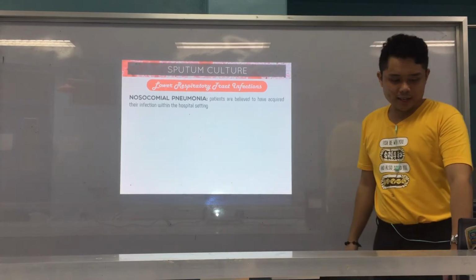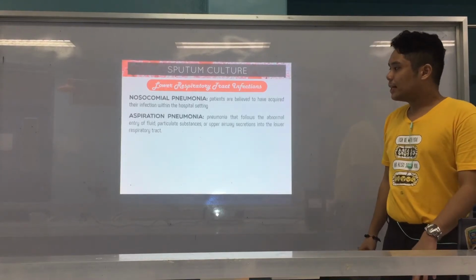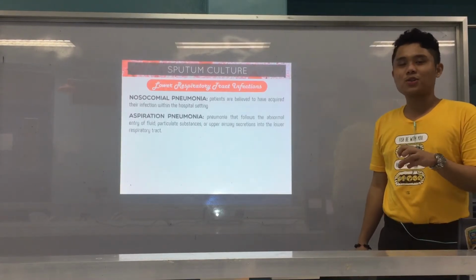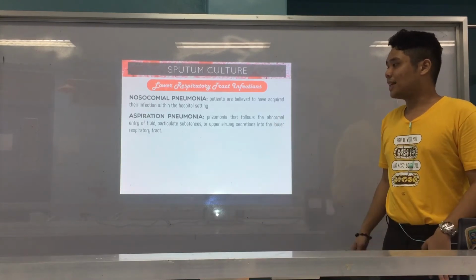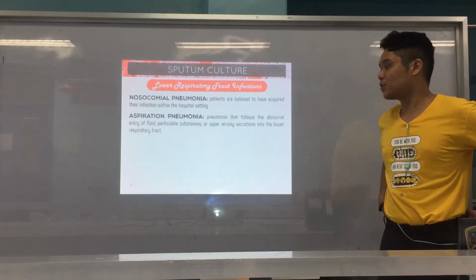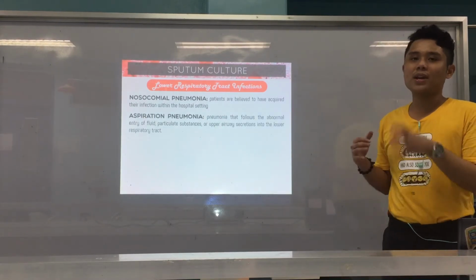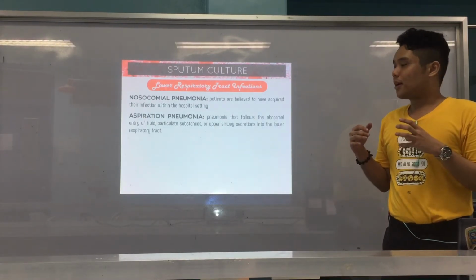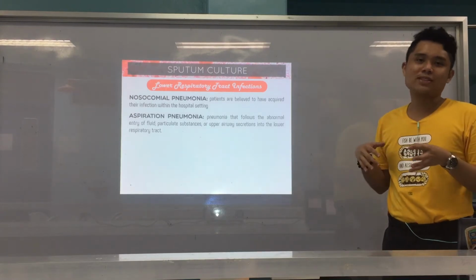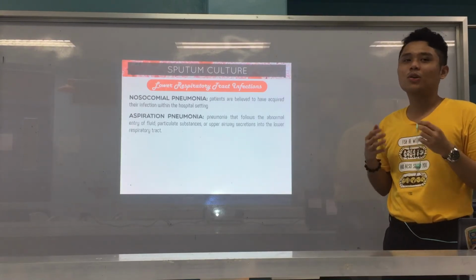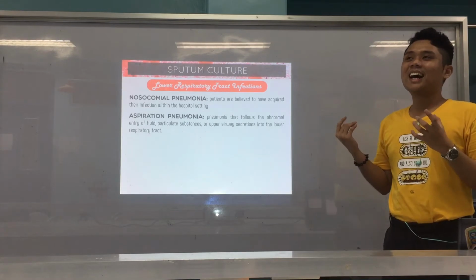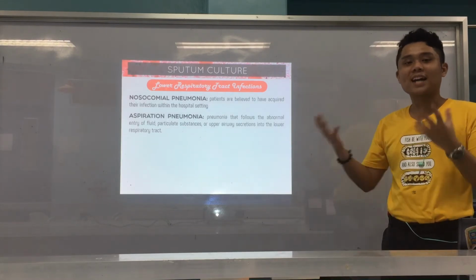Next, you have aspiration pneumonia. It is basically pneumonia due to the aspiration or abnormal entry of fluid, particulate substances, or upper airway secretions into the lower respiratory tract. The fluid involved could be foreign fluid, for example when you choke or ingest something, basically aspiration of fluid.